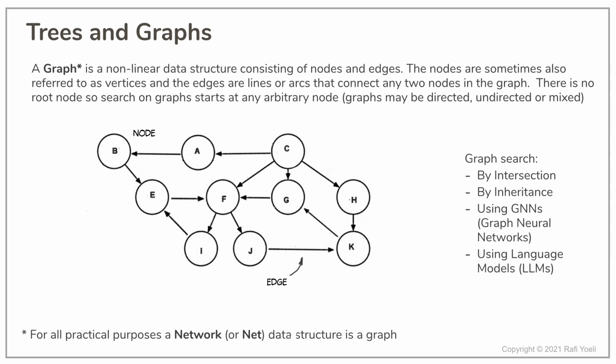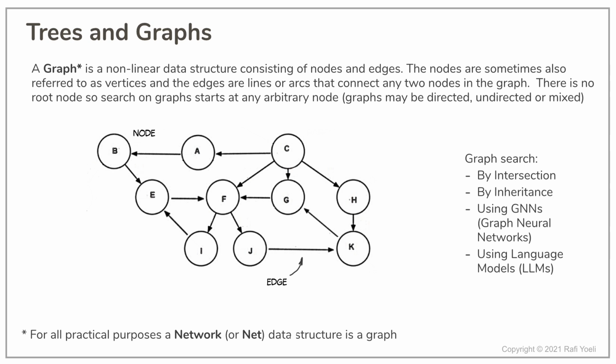Graphs open up various search possibilities. We can perform intersection searches to find common elements, use inheritance to trace relationships, or employ advanced techniques like graph neural networks, GNNs, for more complex analysis. Another search method involves uploading the graph itself to a large language model, and have the model search for an answer, based on the information in the graph.